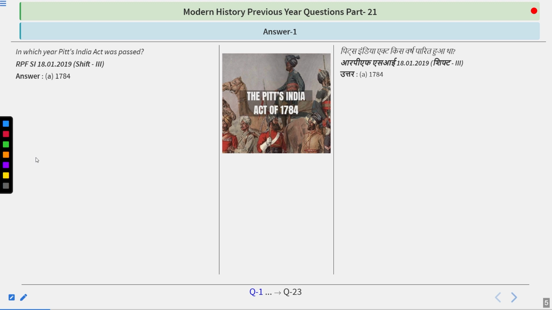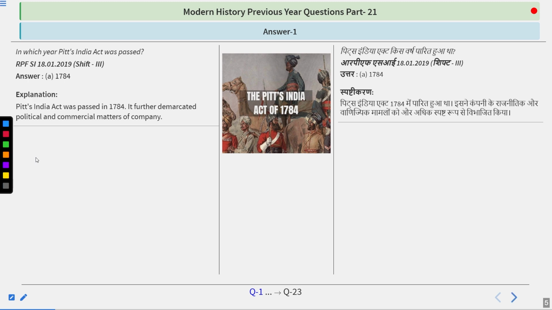Pitt's India Act was basically an amendment to the 1773 Regulating Act. As we know, the 1773 Regulating Act came for 20 years, which means the next act would be coming in 1793. But as there was a lot of corruption and bribery going on in the working of the East India Company, a reform was added by the Prime Minister of that time, Mr. Pitt, and because of that, the name is Pitt's India Act. So Pitt's India Act was passed in 1784.